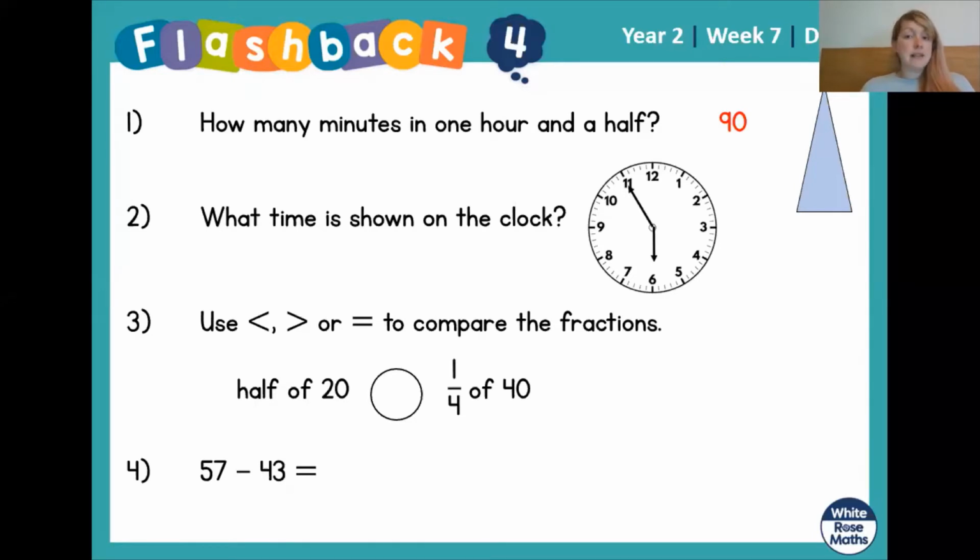Now, of course, there are 90 minutes in an hour and a half. 1 hour has 60 minutes. Half of 60 is 30, so 60 add 30 is 90. The time shown on the clock is 5 to 6 or 55 minutes past 5, although we generally tend to say 5 to 6. Now, of course, half of 20 is the same as a quarter of 40. They're both 10. And 57 subtract 43 is 14.